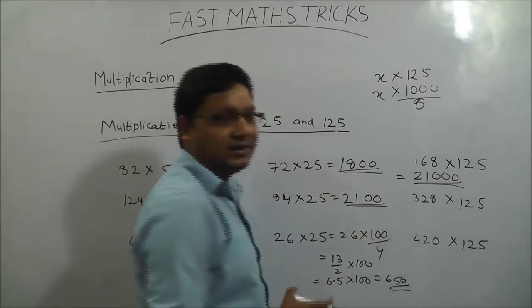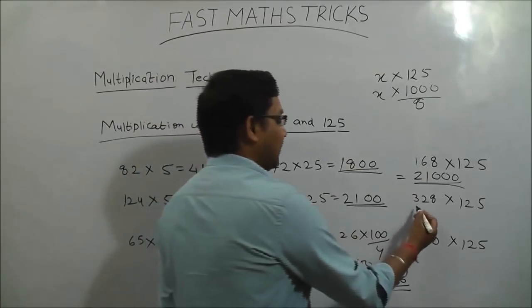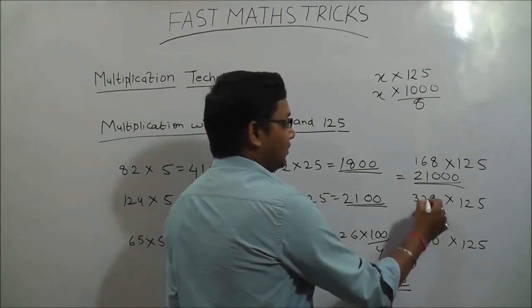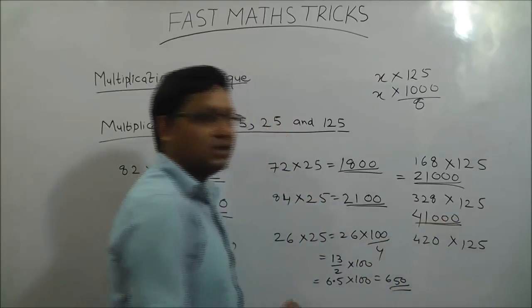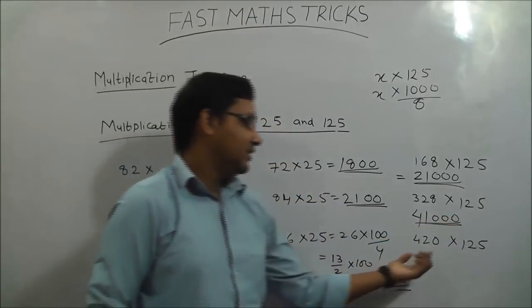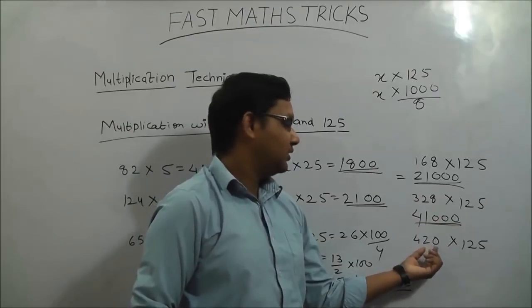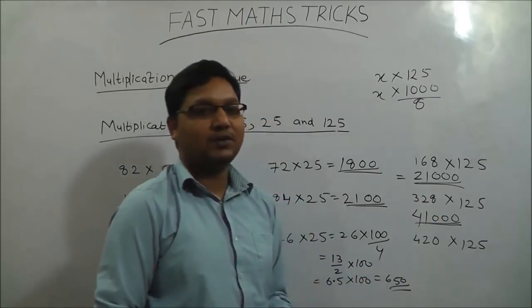Okay, suppose a number is 328 into 125. So first divide the number by 8. How much will you get? 41. Then put 3 zeros. That is 41,000.